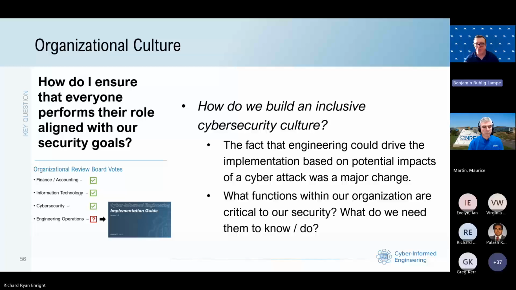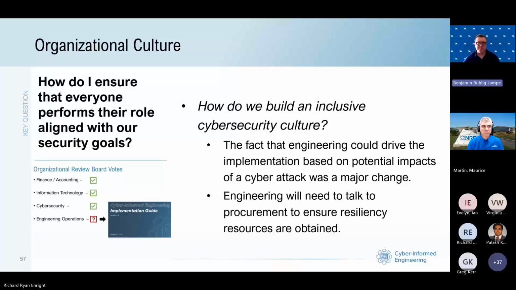But the fact that engineering could drive that implementation really helps show how this is further enhanced by involving engineering through a cyber-informed mindset. So with that, Maurice, I'll hand it over to you. Thank you, Ben. Next slide, please.